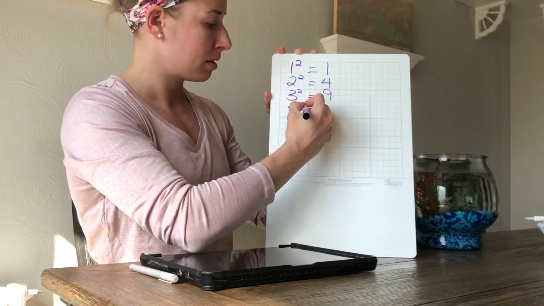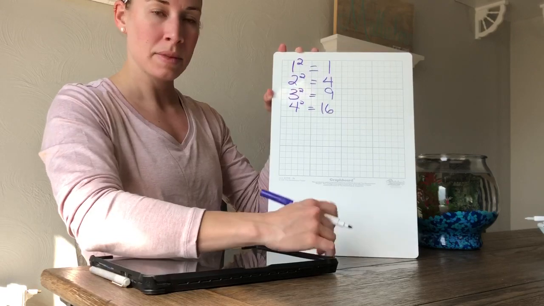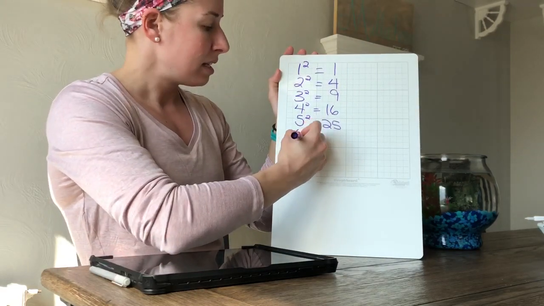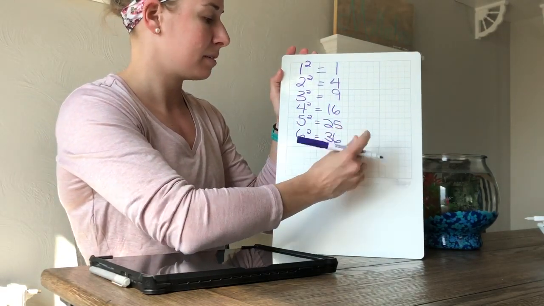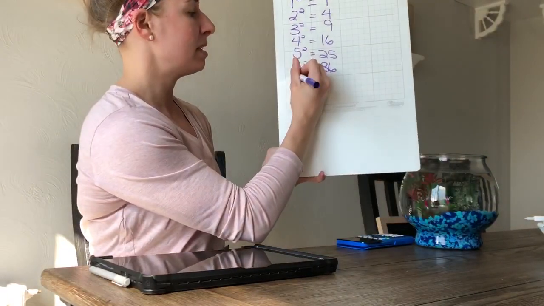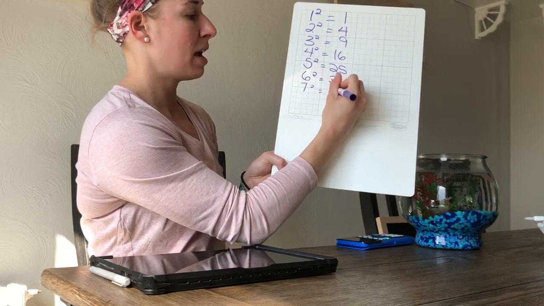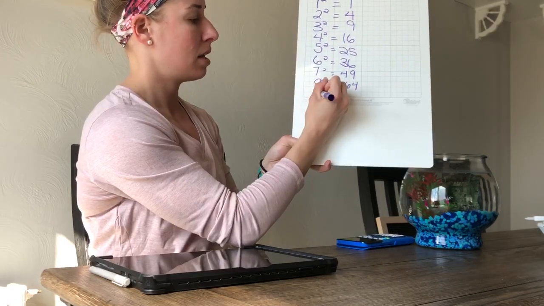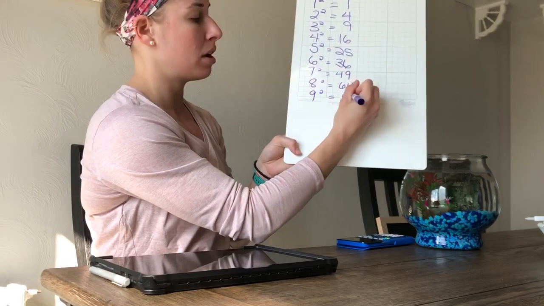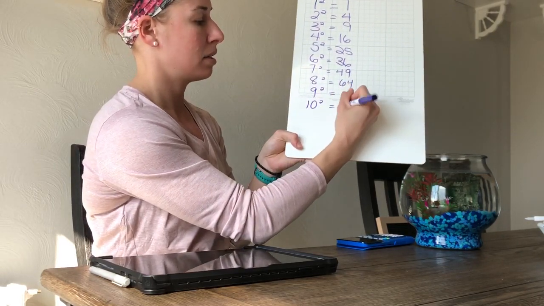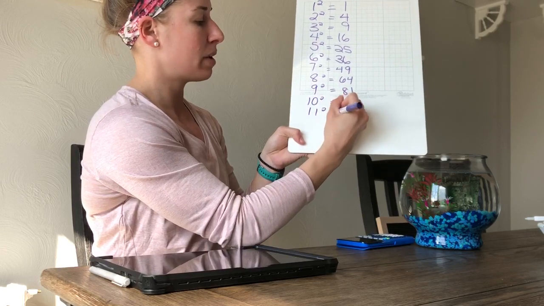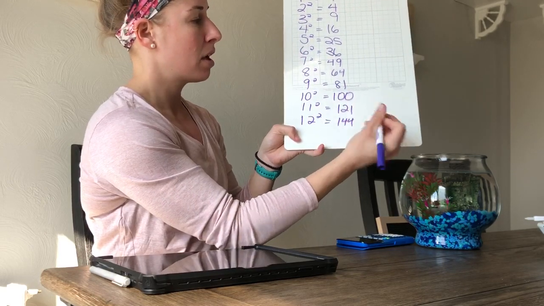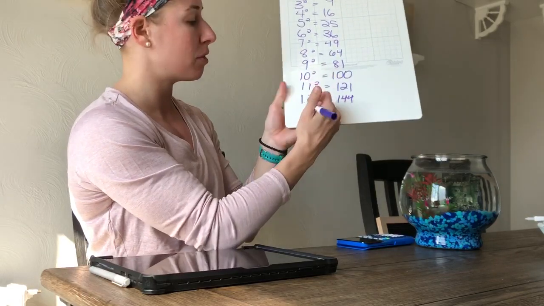4 squared, 16. 5 squared, 25. 6 squared, 36. 7 squared, 49. 8 squared, 64. 9 squared, 81. 10 squared, 100. 11 squared, 121. 12 squared, 144. I would expect you to have up to there probably memorized, but we're going to go a few more.